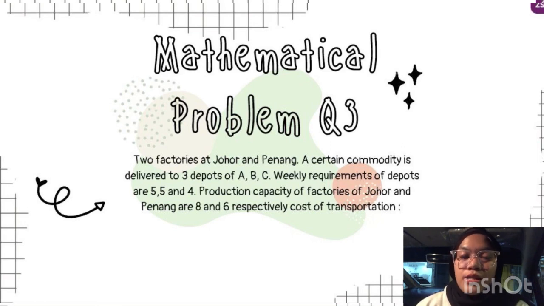So a certain commodity is delivered to 3 depots, which are A, B and C. The weekly requirements for depots A, B and C are 5 units and also 4 units. The production capacities of the factories in Johor and Penang are 8 units and 6 units respectively. Cost of transportation are as below in the next slide.